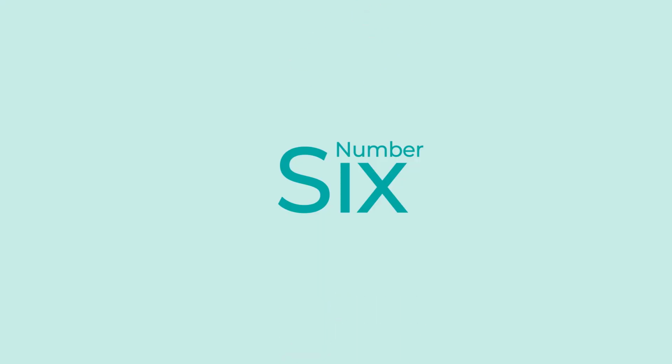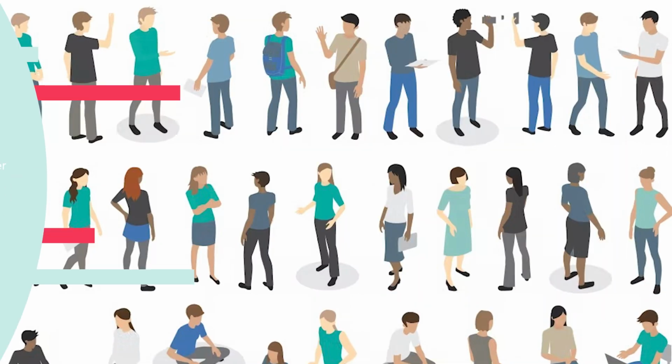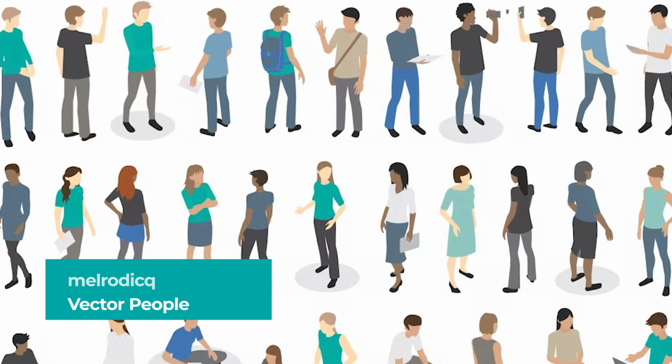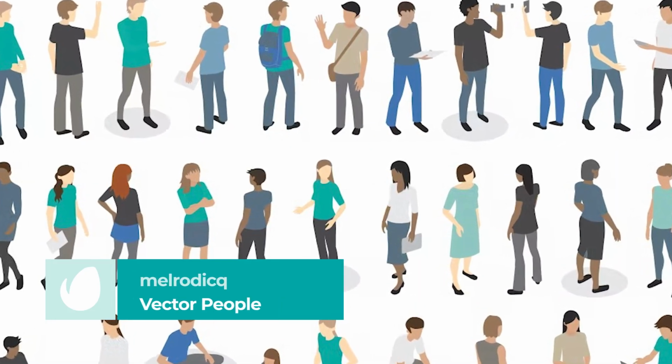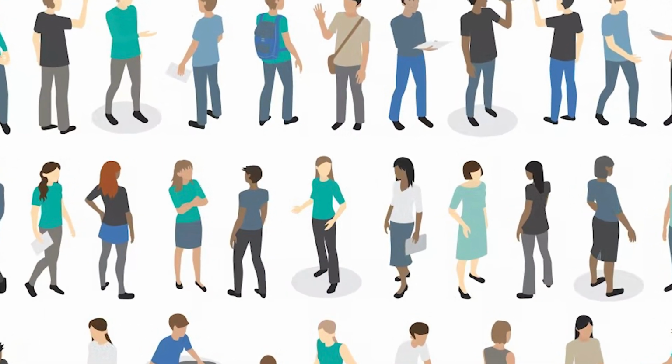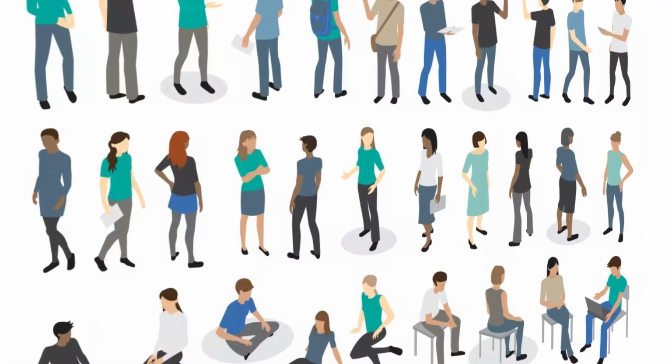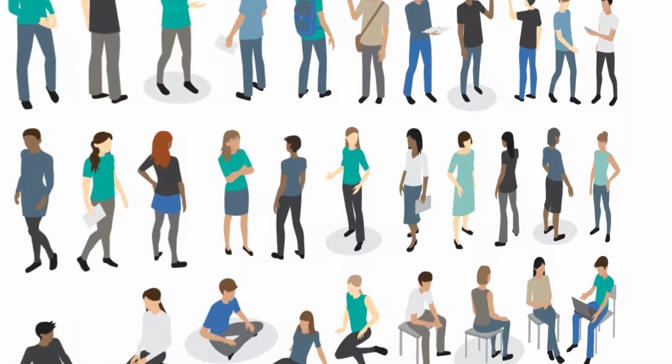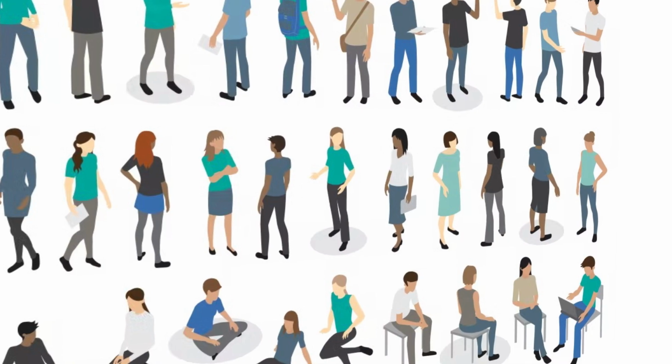Number 6. Vector People by Melrodic. This kit is one of the most versatile on the list because it includes 31 different flat illustrations of human silhouettes in various poses, ideal for infographics, explainer images, and any other project that calls for a human profile.